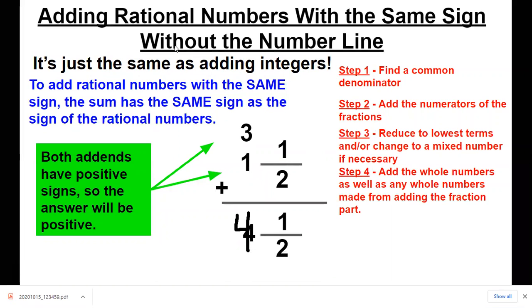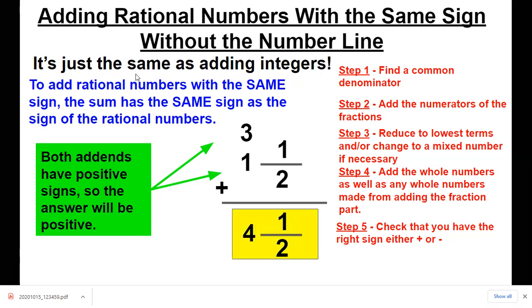And there's my 4. Now it shows up, so I can clear it away. And then we have 4 and 1/2 as our final answer. Check that you have the right sign. We need a positive sign because both numbers are positive, and we do. So there is our answer, 4 and 1/2.